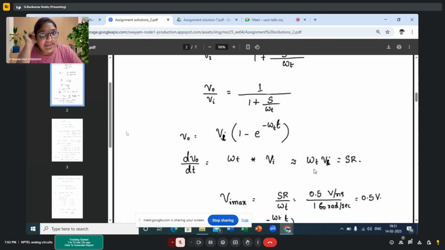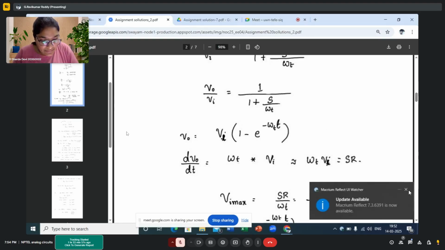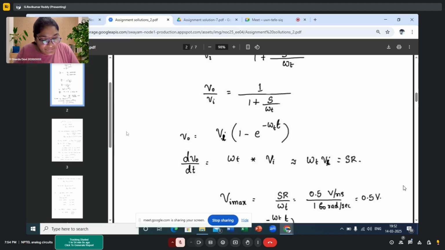Now if dVo by dt is maximum, then yes, we can write it like this, because the maximum value of the e power minus omega t term will be 1. Like if I represent that in sine and cos, the maximum values are 1, then we can write. But they have written only dVo by dt, not the maximum. When you write dVo by dt max, it is nothing but the slew rate, then it is correct. But omega t into Vi into e to the power minus omega t into t is how the term will appear, right?